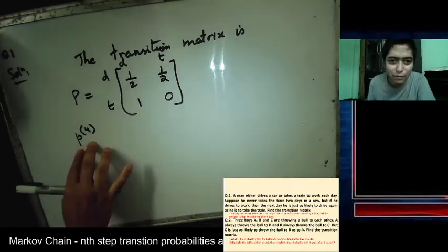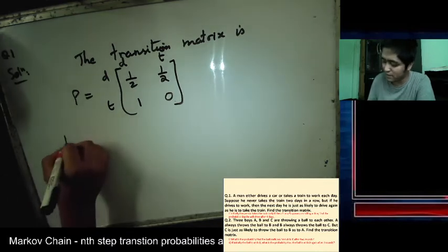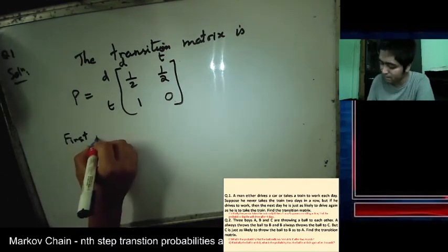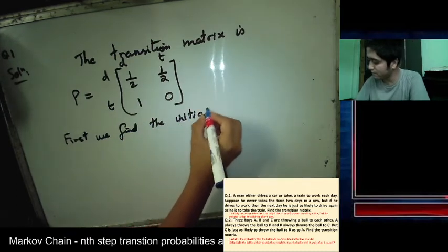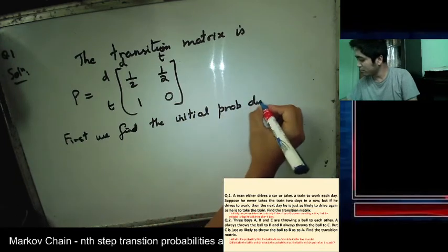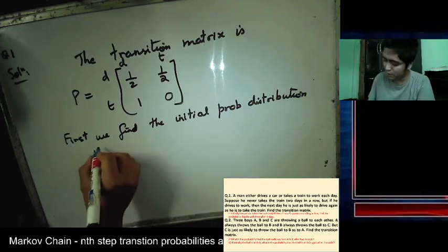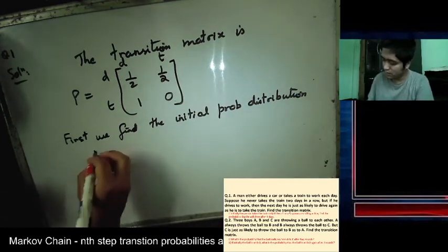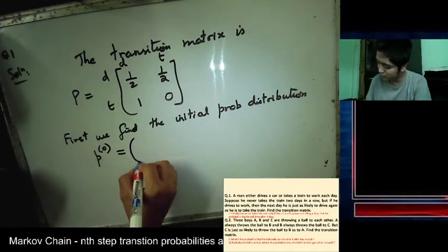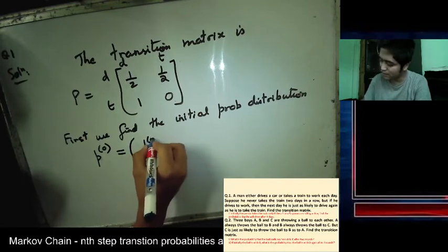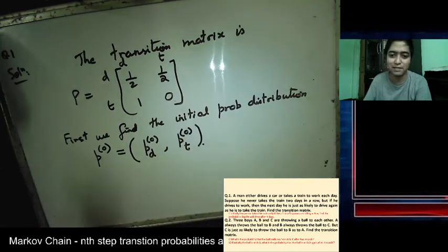But to find P4, we will need the initial probability distribution. First we find the initial probability distribution, which is P naught. He can either drive or take a train, so it will be something like this: PD 0, PT 0. This is the initial probability distribution.